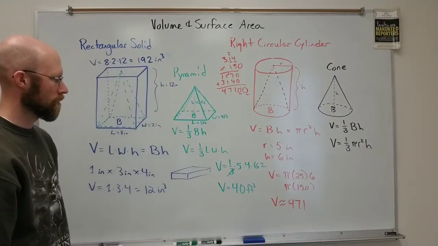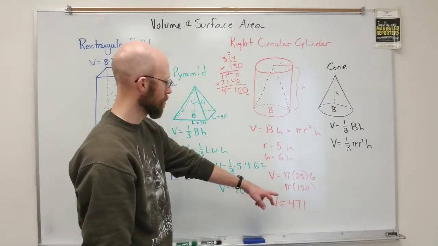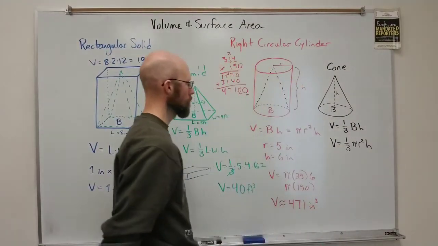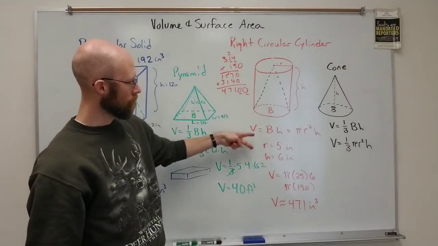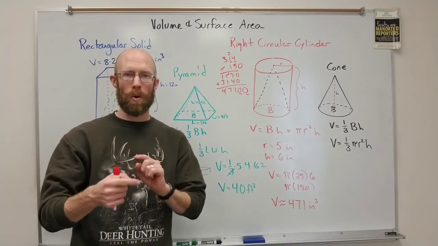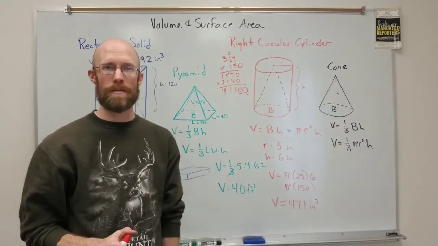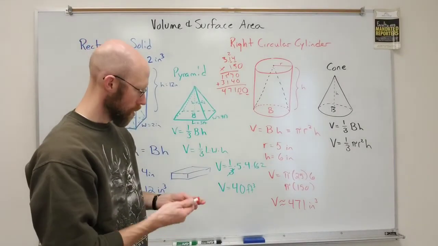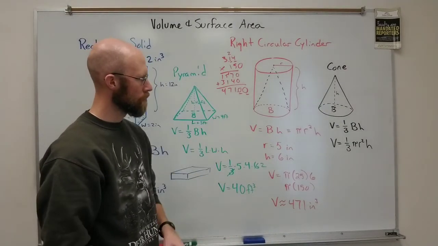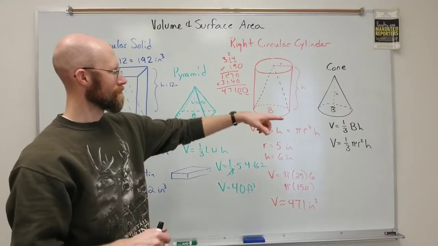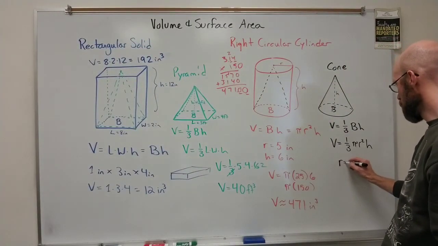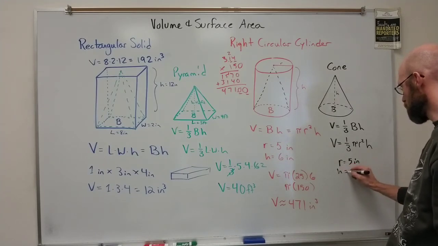It came out nicely. Look at that. Cool. 471 cubic inches. Okay. So in the right circular cylinder with those dimensions, you'd be able to fit 471 1 by 1 by 1 cubes in it. And finally, with a cone, let's just say for a moment that all these dimensions are the same. Let's just put a cone inside that cylinder there. So we've got R is 5 inches again, and H is 6 inches.